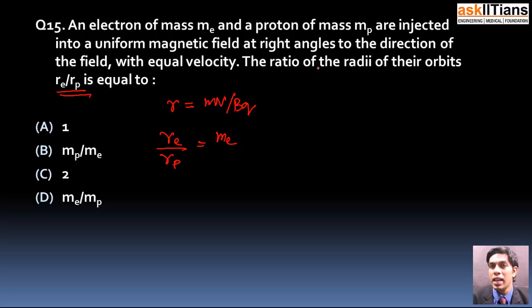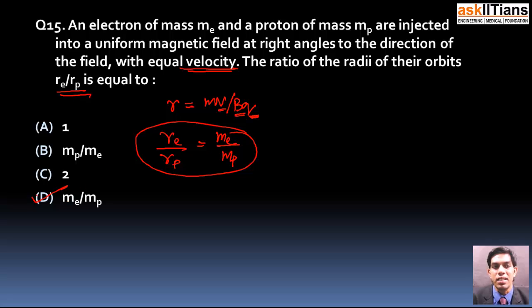So it's given that they are injected into a uniform magnetic field at right angles to the direction of the field with equal velocity. So their speeds are same. So V gets cancelled out when we're talking about the ratios, and B also gets cancelled out because they are in the same region. Same goes for Q because they have the same charge, that is E. So it's basically Me by Mp. So Re by Rp is equal to Me by Mp. Hence D is the correct answer, Me by Mp.